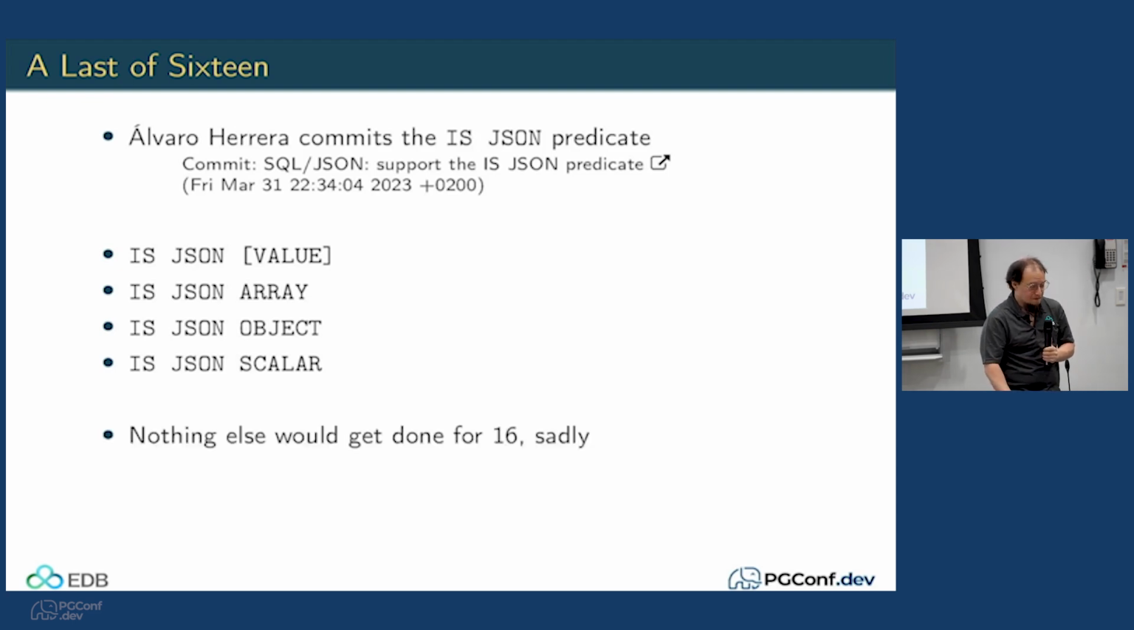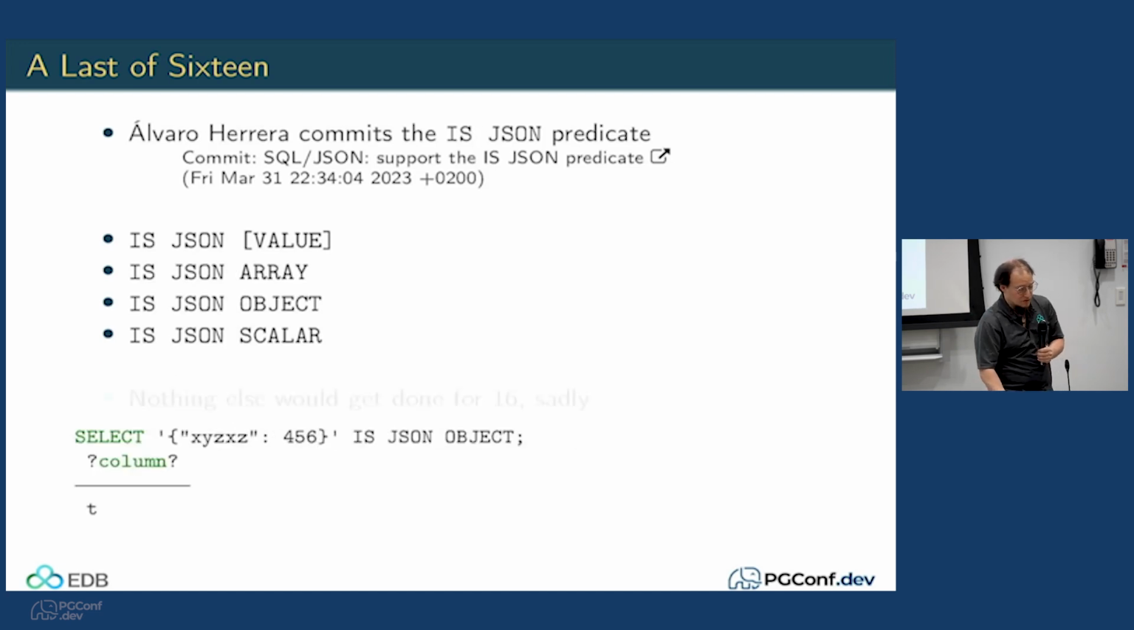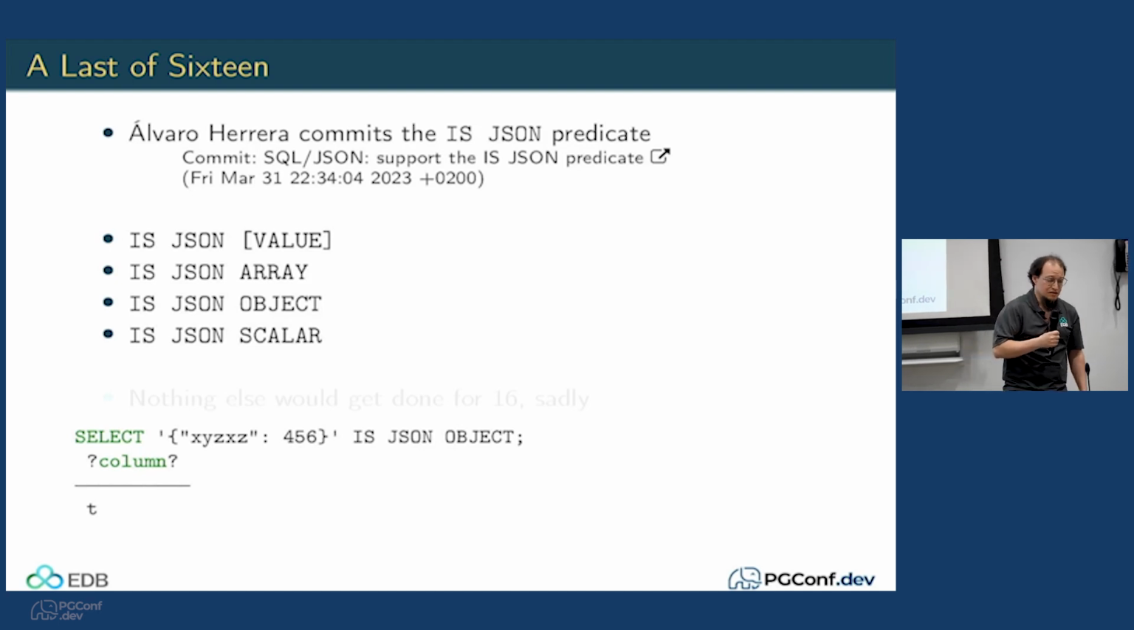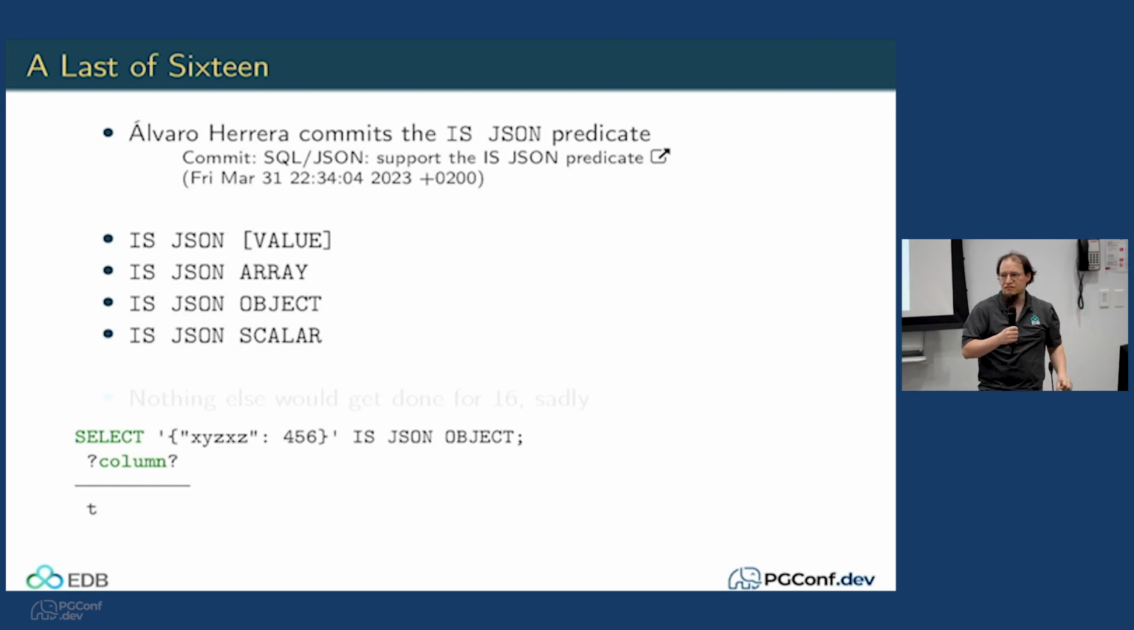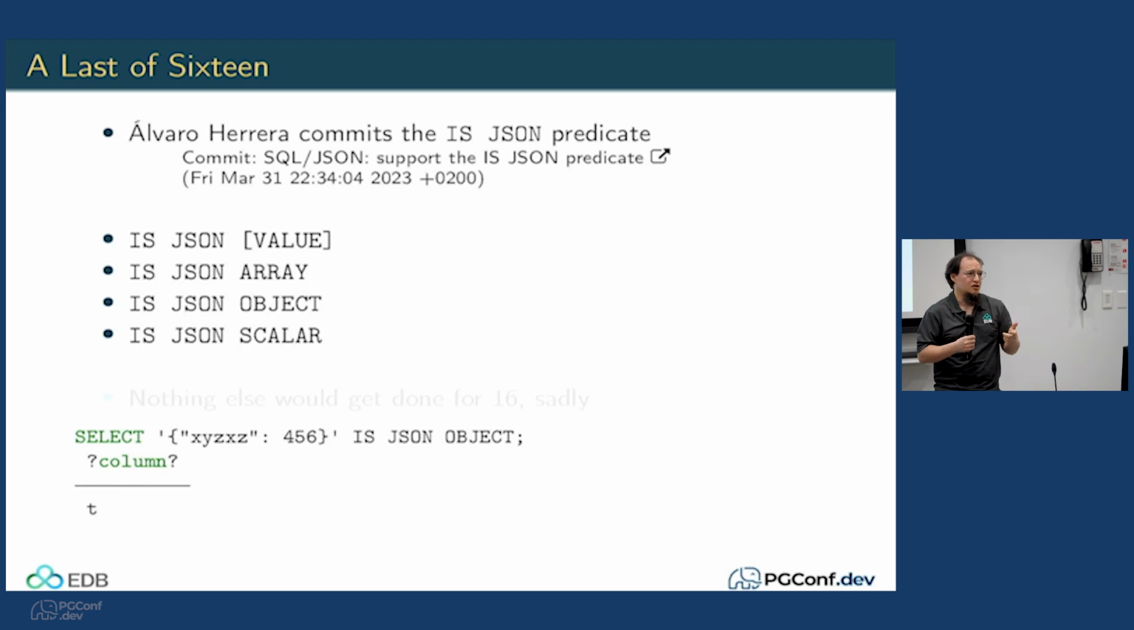So anyway, we didn't get anything else done for 16, but it was very good to have at least this much, because it allowed us to have a lot of infrastructure for the patches that were going to come. This is very trivial and doesn't have any mysteries. You just give it a JSON value, and you can query whether this is a valid value or whether this is a value of a certain type. So is this a scalar? Is this an array? Is this an object?